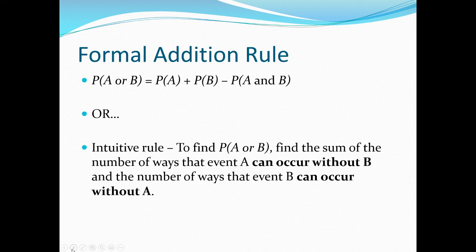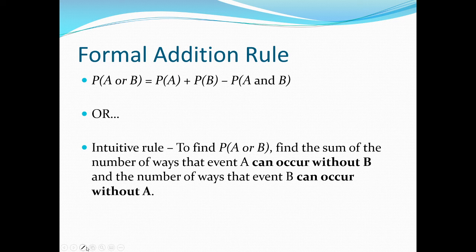So this is the formal addition rule. This is what it says in math terms. The probability of A or B is the probability of A plus the probability of B happening minus the probability of them both happening. And again, the reason we do a minus here is because these are all the cases where A happens and all the cases where A and B happens.